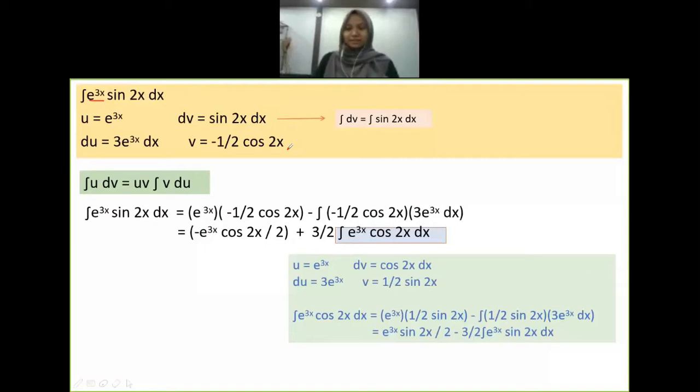Yes. Okay, after we get all the u, du, dv, and v, we must substitute them into the formula. As you can see here, this is u, this is v, this is the integral of v du. For the solution of this question, we have to integrate twice. So we simplify this first, and we simplify this, then we get the integral of e to the power 3x cos 2x dx. Until here, who doesn't understand? Okay, I hope all of you understand.